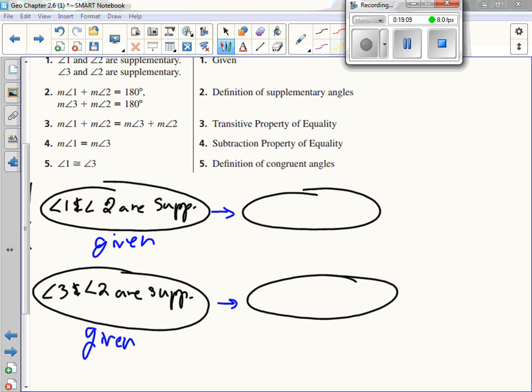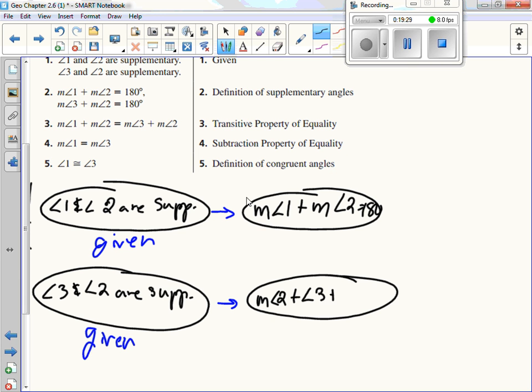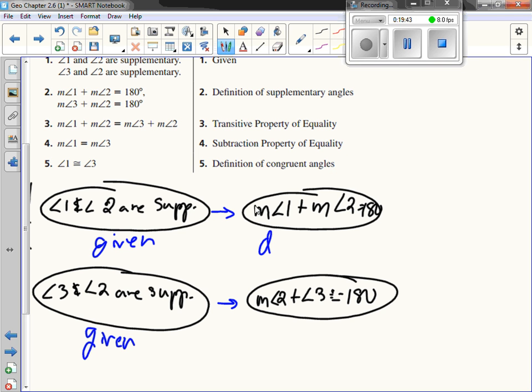Okay, so the first two things we were given is that 1 and 2 are supplementary, so they add together to be 180, and 3 and 2 are supplementary. So if they're supplementary, it means they add together to be 180. Complementary is 90. Equals 180. And both of these are by the definition of supplementary angles.